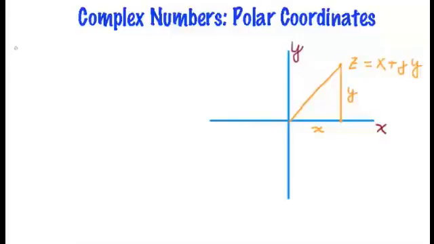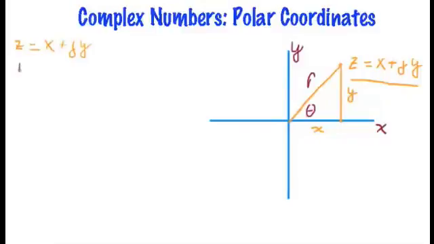Let's get started. We have our usual complex number z, which is x plus jy. I've plotted that already over here in my complex plane. Now, we construct this right triangle with legs x and y and the hypotenuse going from the origin to z. And then our polar coordinates are the length of that hypotenuse r, that is the distance from z to the origin, and theta, the angle that that hypotenuse makes with the positive x-axis.